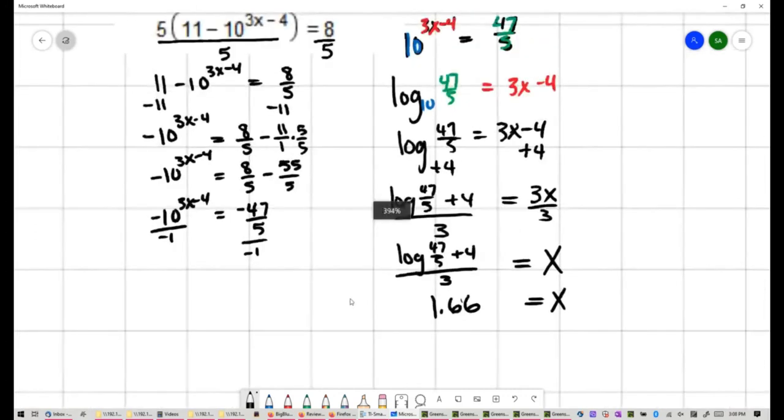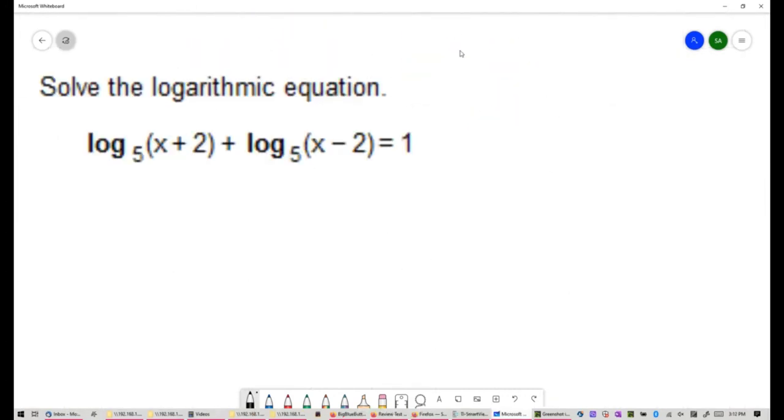Let me zoom out so you can see the whole thing. On this one, we want to solve the logarithmic equation, log base 5 of x plus 2 plus log base 5 of x minus 2 equals 1. When we are solving logarithmic equations, there are two basic techniques that we typically use. The two techniques are to convert to an exponential, and the other one is called the property of equality. So it looks like this.